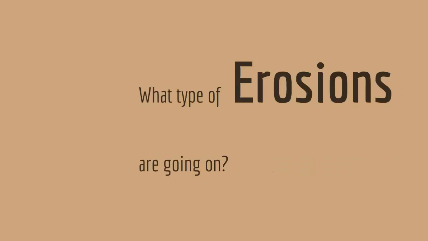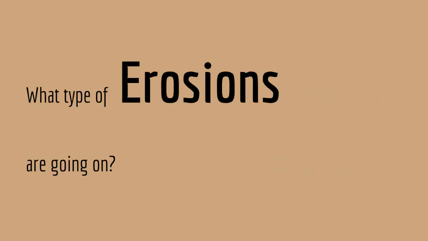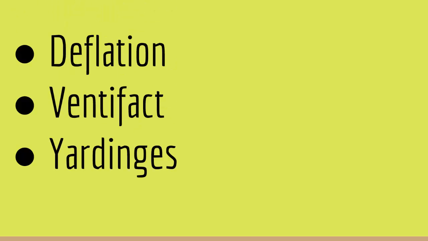So how many types of erosions do we have that are due to winds, or what types of erosions are going on in arid areas? Well, we have several types. We have deflation, we have ventifacts, and we have yardangs. So let's look at each of these in more detail.